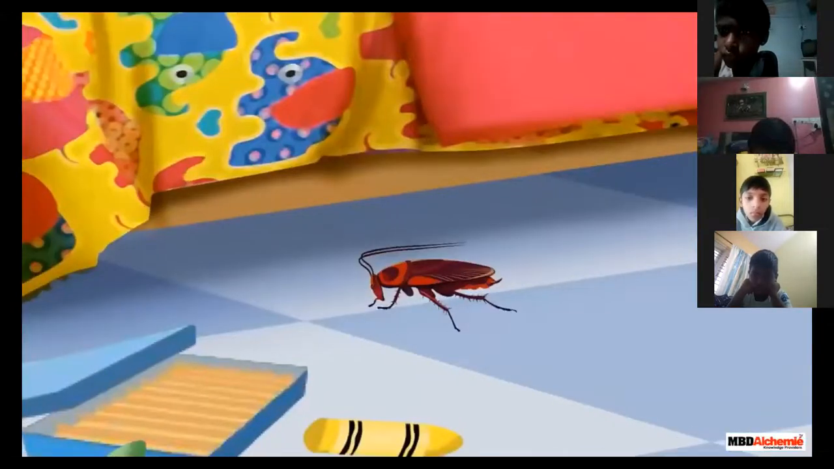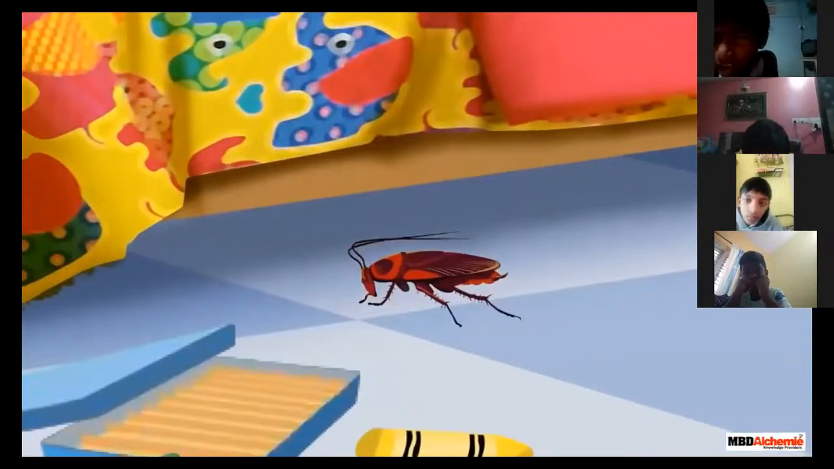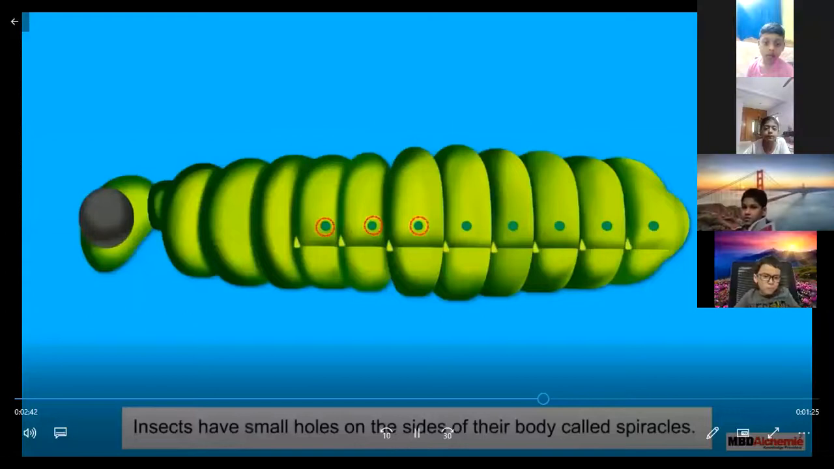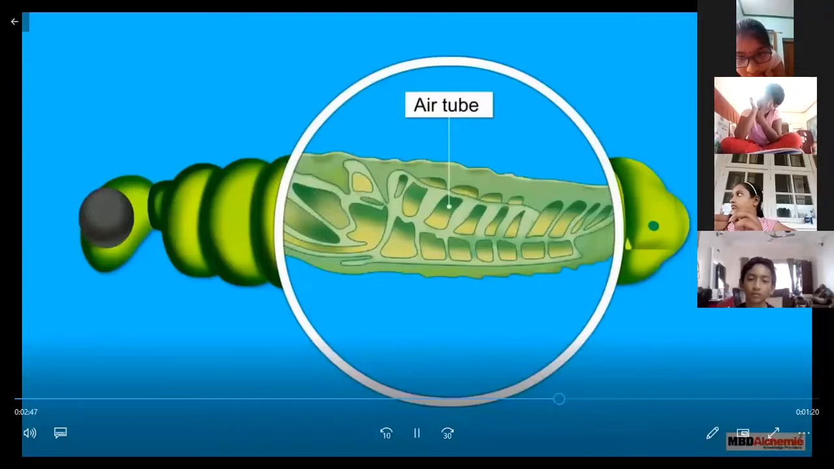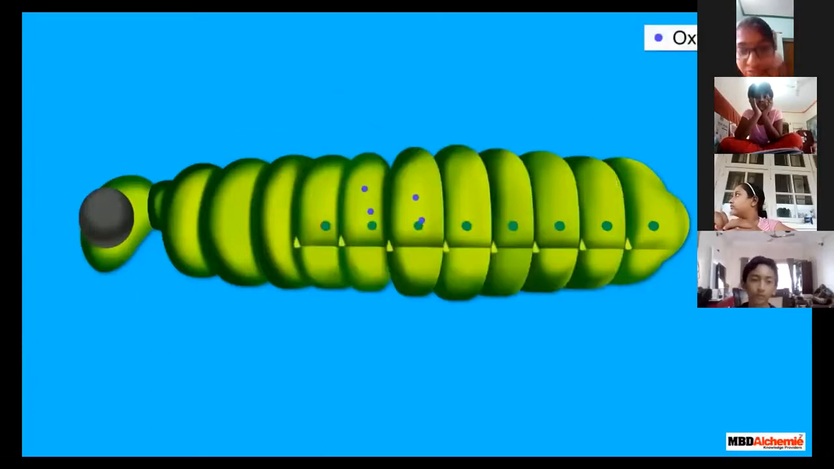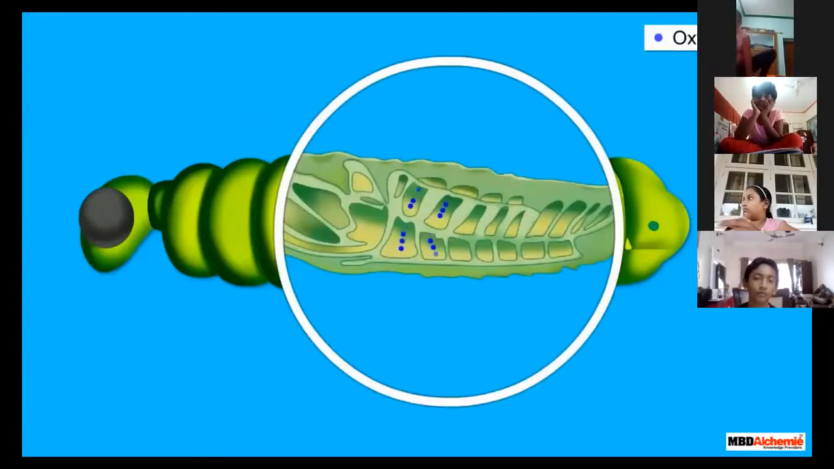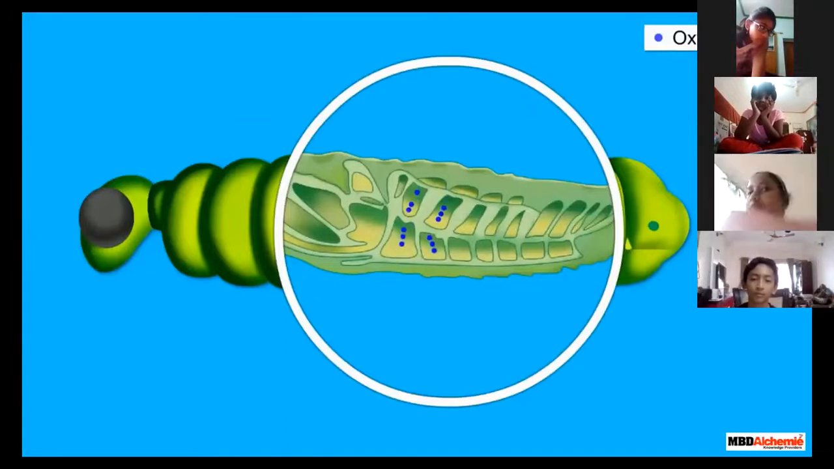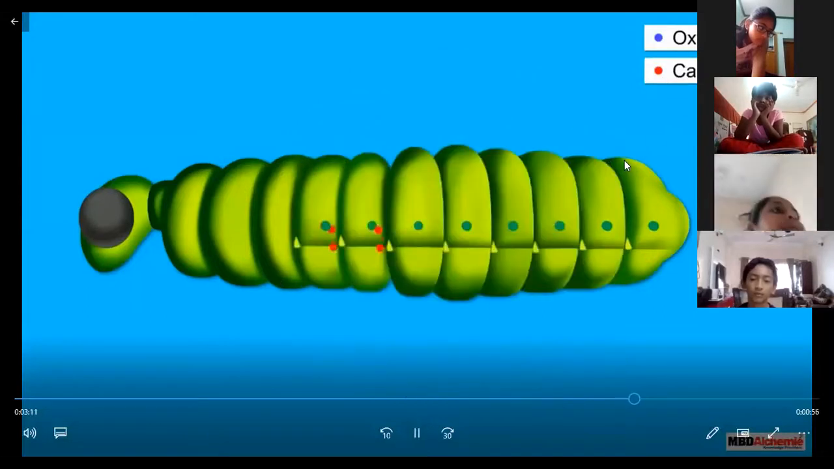Next, let us learn about breathing organs of insects. Insects have small holes on the sides of their body called spiracles. These spiracles are connected to a network of air tubes that reach to all the parts of their body. Air enters inside an insect's body through the spiracles and reaches all parts of the body with the help of this network.